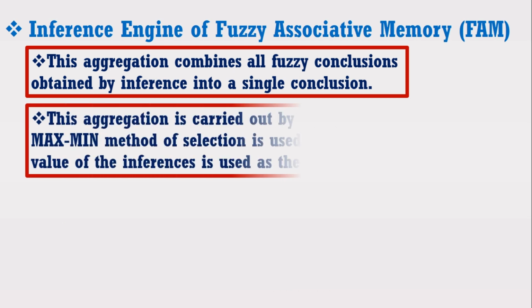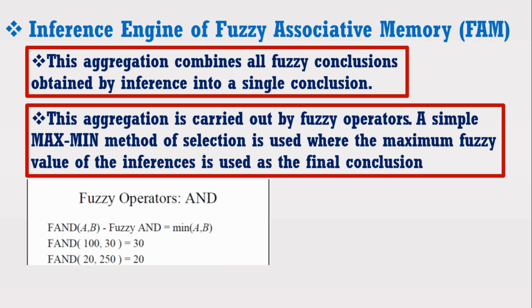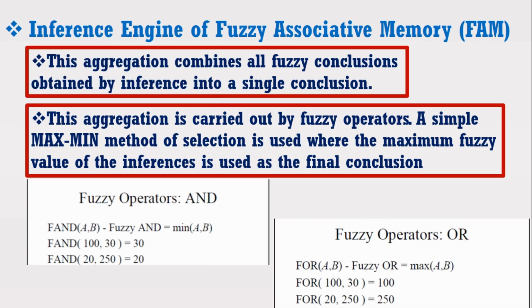This aggregation is carried out by fuzzy operators. A simple max-min method of selection is used, where the maximum fuzzy value of the inference is used as the final conclusion. The most common fuzzy operators are the AND operator and the OR operator. In the AND operator, the minimum of all the values is taken, whereas in the OR operator, the maximum of all the values is taken, as shown in the figures.